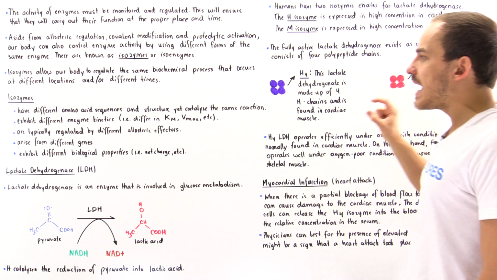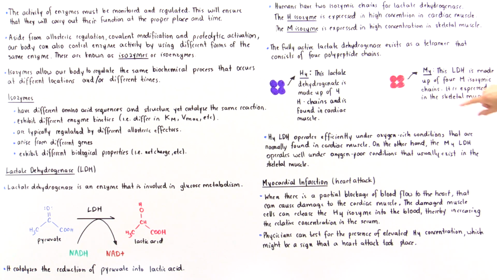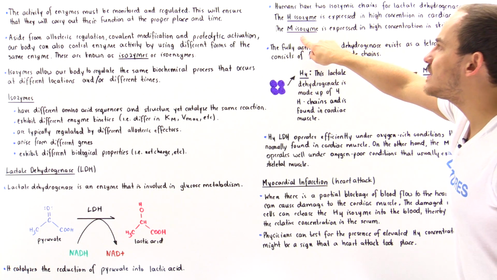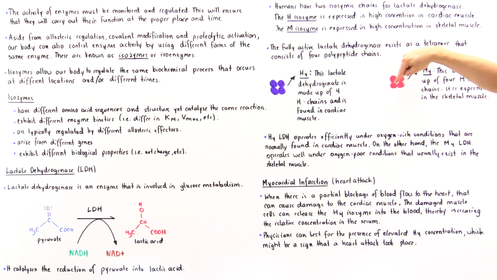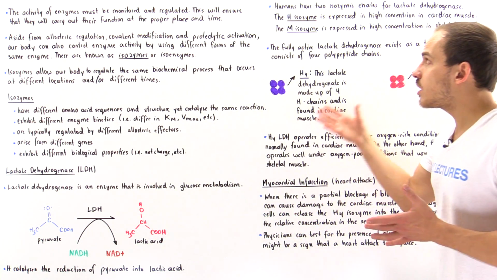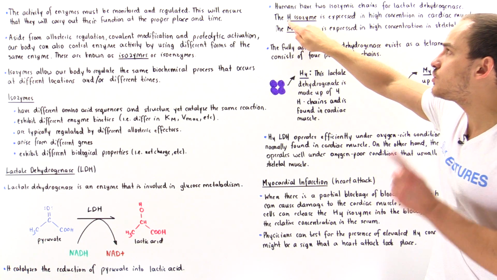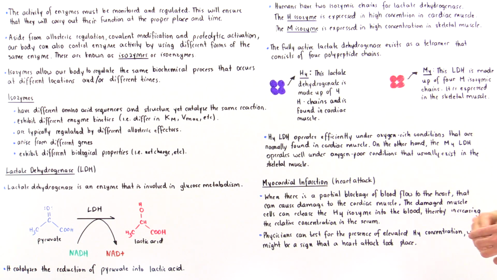So if we examine the lactate dehydrogenase in skeletal muscle cells, we're basically going to find a quaternary structure that consists of these 4 individual chains, where these 4 individual chains are all the M isozyme chain. So each one of these red chains is that M isozyme chain. On the other hand, if we study the cardiac muscle cells, we're going to see the quaternary structure of the LDH basically consists of 4 individual H isozyme chains. And these are shown in purple.